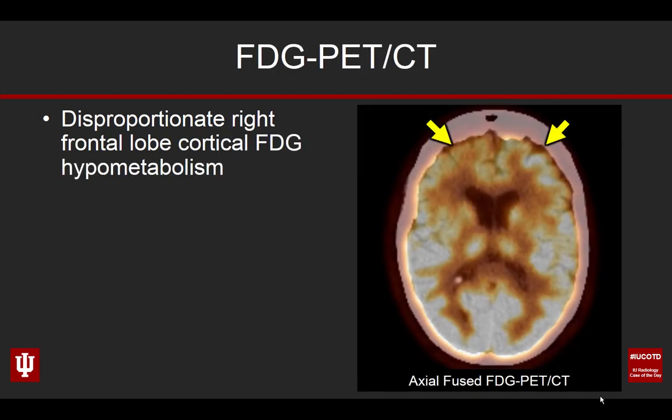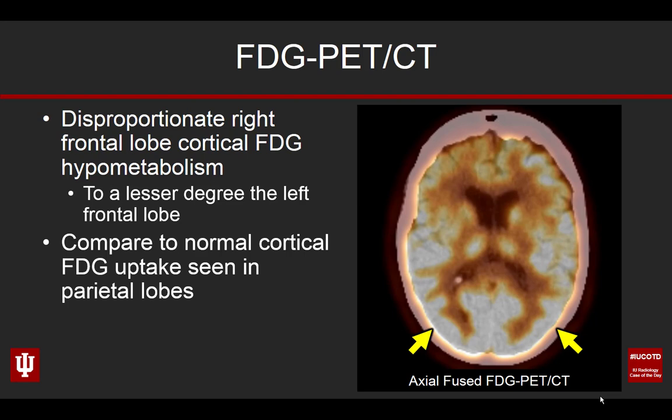Next up is our fused axial FDG-PET CT. And what you'll notice here, if you look carefully, is we have disproportionate frontal cortical FDG hypometabolism, particularly in the right frontal lobe. Maybe a little bit in the left frontal lobe, but significantly more severe in the right frontal lobe. Now compare that to the normal cortical FDG uptake that you can see in the parietal lobes, denoted here by the yellow arrows. So we definitely see that the FDG uptake is down in the frontal lobes, and it's more severe on the right than on the left.